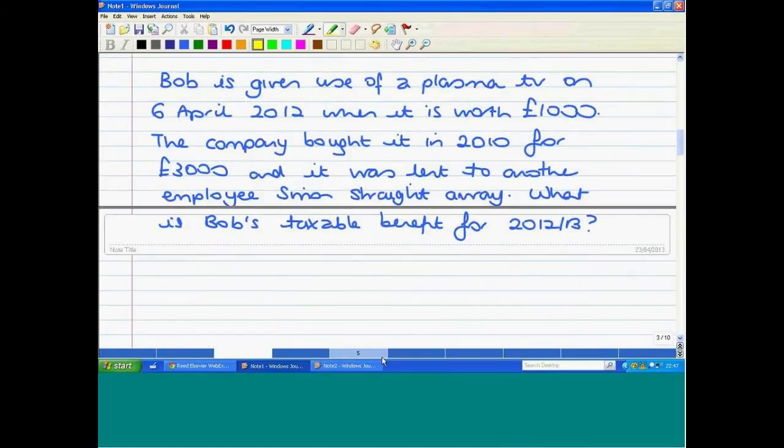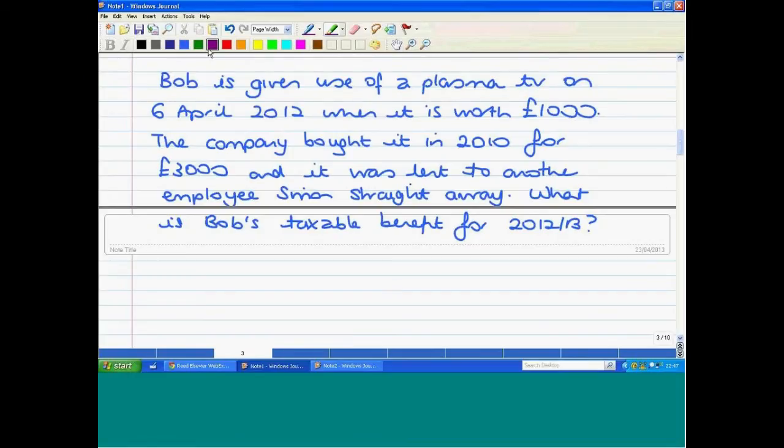So what I have here, if we just read through, is Bob is given use of a plasma TV on the 6th of April 2012, so right at the beginning of the 12-13 tax year, and it was worth £1,000. Now, they're also telling you that the company bought it in 2010 for £3,000, and it was lent straight away to another employee called Simon. You're then asked to calculate Bob's taxable benefit for that tax year.